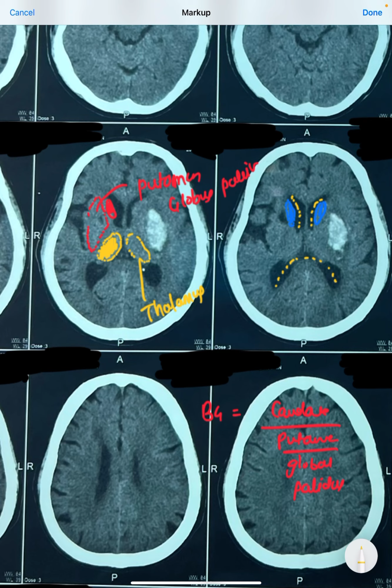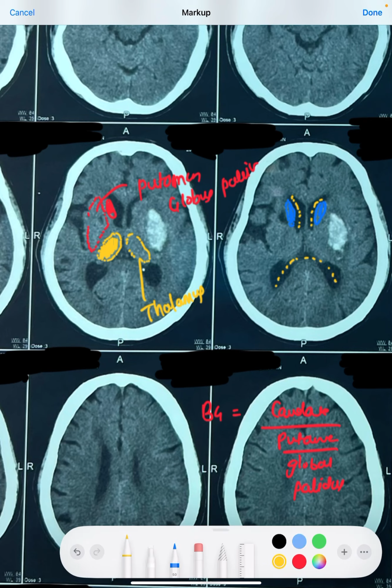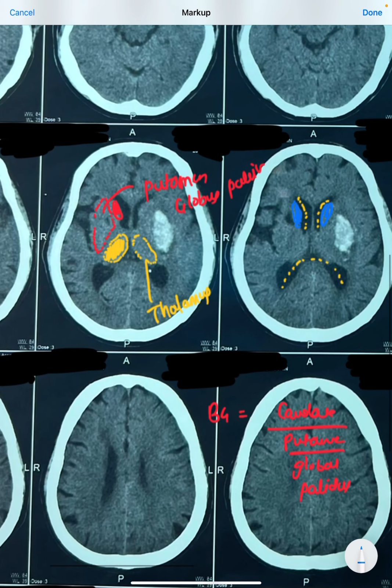So we can simply remember this drawing: this is the typical caudate, this is the putamen and globus pallidus, this is the thalamus, and in between these two we have the internal capsule. This is the internal capsule because here we have the external capsule. So this is the external capsule and this is the internal capsule.